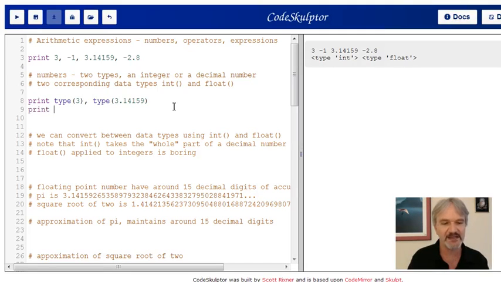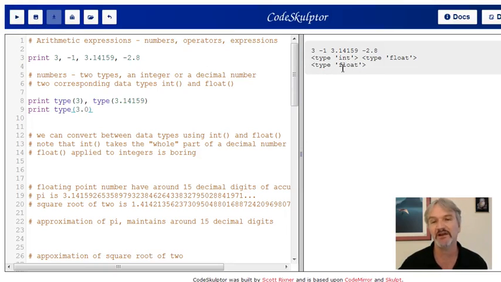Now here's a little trickier test. What happens if we ask for the type of 3.0? If you look at it, this is really a whole number, but somehow it's got this zero fractional part. So in Python, this is going to be a float. In fact, the way we know we're working with a float is that we always have a decimal point here, .0.